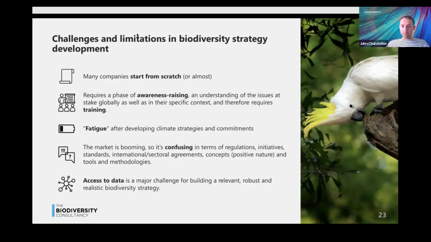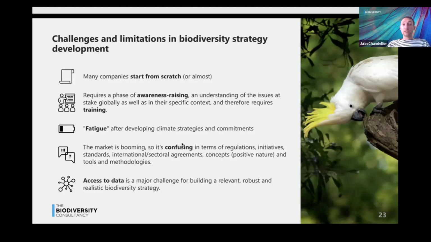Another point is that the market is booming. So as I said, it can be confusing. There's a lot of regulation, a lot of initiatives, a lot of agreement concepts. So I think it's good to join one initiative, focus on it, but also get help if you need. There are more and more webinars to get help, NGOs that can help, consulting companies that can help you to better understand and navigate this booming market.